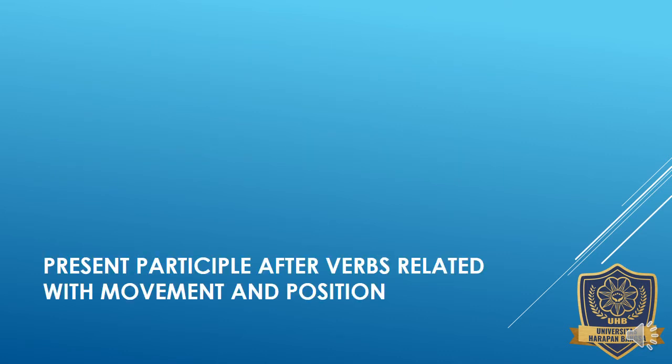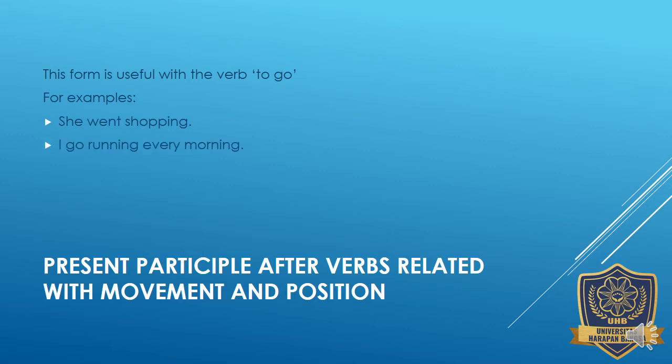Present participle after verbs related with movement and position. This form is useful with the verb to go. For examples, she went shopping. I go running every morning. He lay looking up at the clouds. She came running towards me.